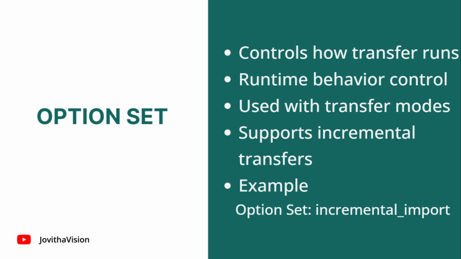Next comes the option set. While a transfer mode defines what data is transferred, an option set defines how the transfer runs. Option sets control runtime behavior such as incremental import or overwrite logic. They are always used together with transfer modes to fine tune the transfer process. For example, an option set like incremental import is very useful when you run imports multiple times and want only new or changed data, not duplicates.